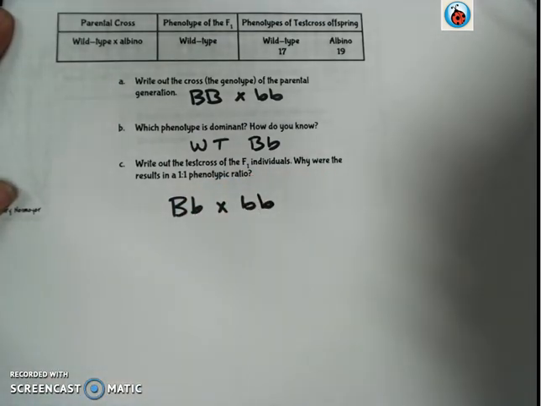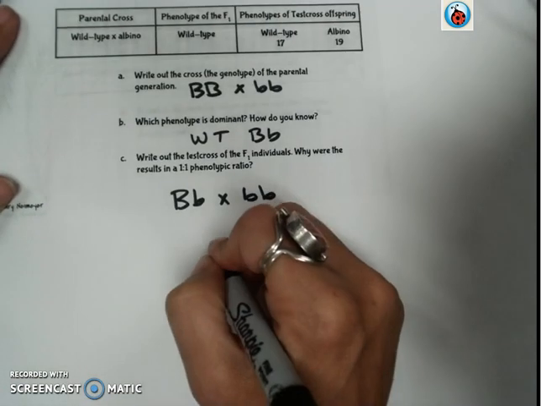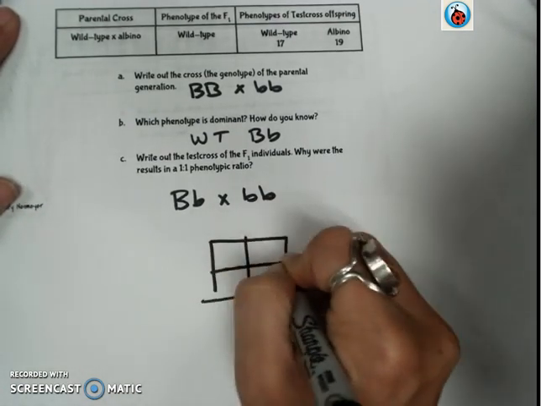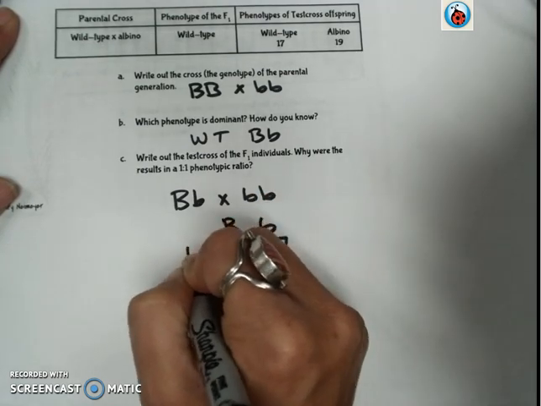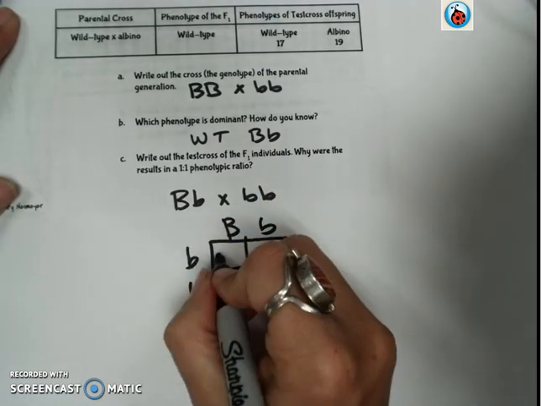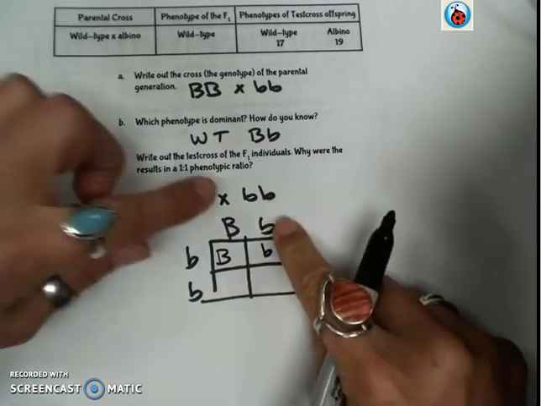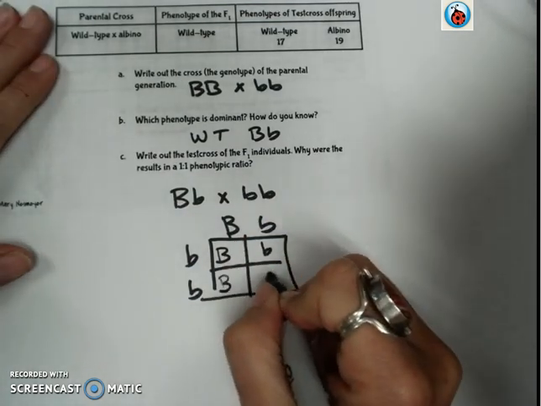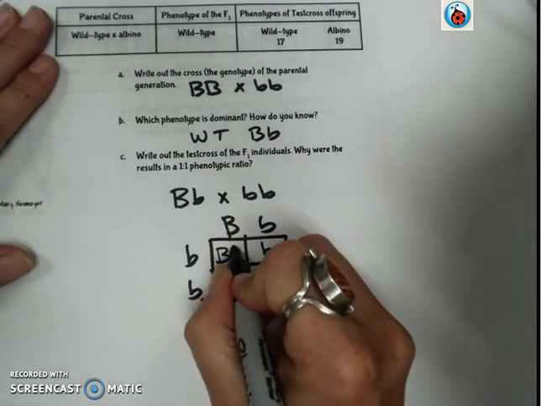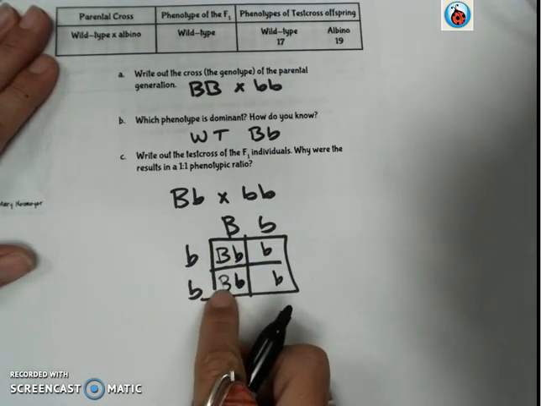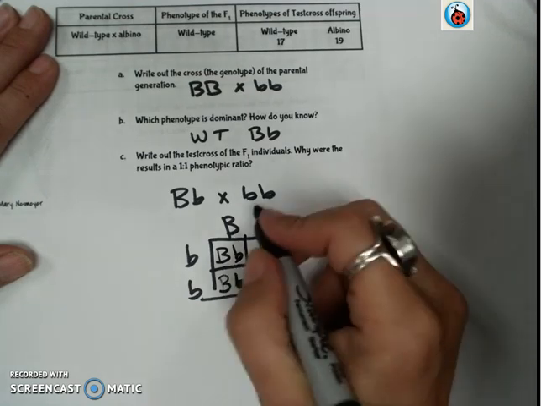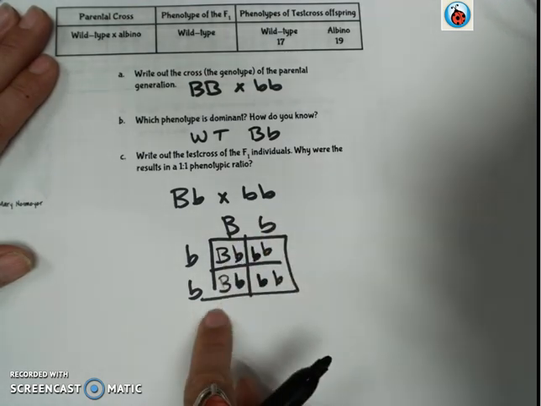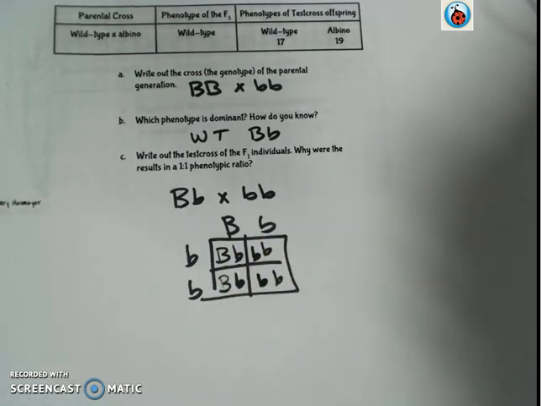Why were the results in a 1-to-1 phenotypic ratio? Well, because when we do the Punnett square, we see that that hybrid individual is going to have their alleles separate during gamete formation, and 50% of the offspring are going to inherit that dominant allele, and 50% will inherit that recessive allele, giving us a 1-to-1 ratio.